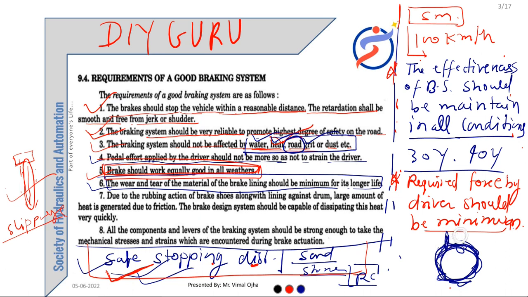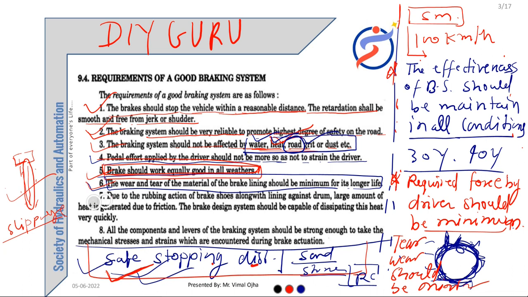The strength should be very high, so that it can maintain the effectiveness. Wear and tear should be minimum. You can write that here. Otherwise we would need to change the disc or pad every 6 months, 3 months, 2 months. The maintenance of the vehicle will increase if the material of the braking system is not good. So point 6 is covered.